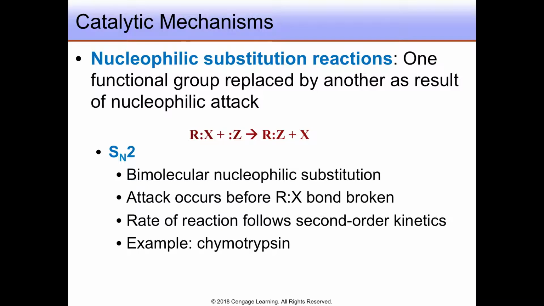An SN2 reaction is bimolecular. That is, Z attacks the R-X bond, which is then broken. This would follow second-order kinetics since there are two molecules involved. This is the type of mechanism observed for chymotrypsin.